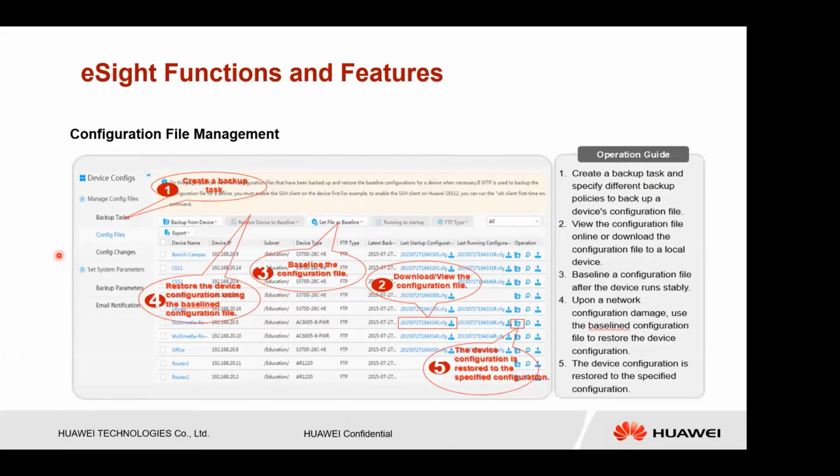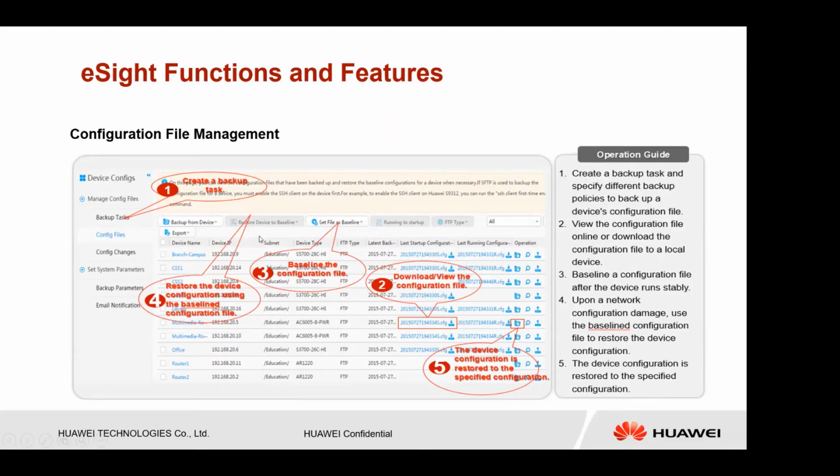And also eSight supports configuration file management, where you can create a backup task to back up your configuration. And you can also use this feature to download the configuration file. And you can view the configuration file in eSight itself as well. So the protocol used is FTP. As I mentioned just now, eSight supports SNMP, Telnet, STelnet, FTP, and also SFTP. So you can download the configuration file on this page.